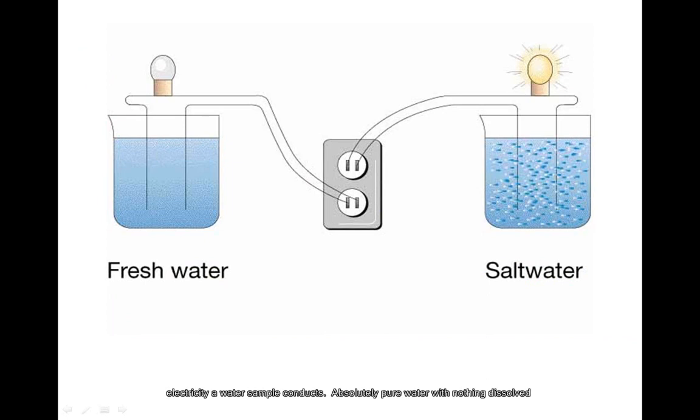Absolutely pure water with nothing dissolved into it will not conduct any electricity at all. It is the ions dissolved into water that allow it to carry an electric current. And the more ions present, the better the water will conduct electricity. Now, one note. The water from your faucet at home, and even bottled water, has plenty of ions in it, and it will conduct electricity.